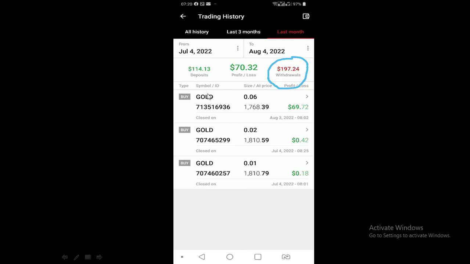Then, see, this person even started with 114 US dollar. These are all the amounts he deposited in the account. Then this person is withdrawing 197.24 profit from his account. I think he traded for about a month or so. So this is one of our new members. So this is July, as you can see, July 4, 2022. This person is withdrawing a profit of 194 US dollar. He deposited in his account 114 US dollar.